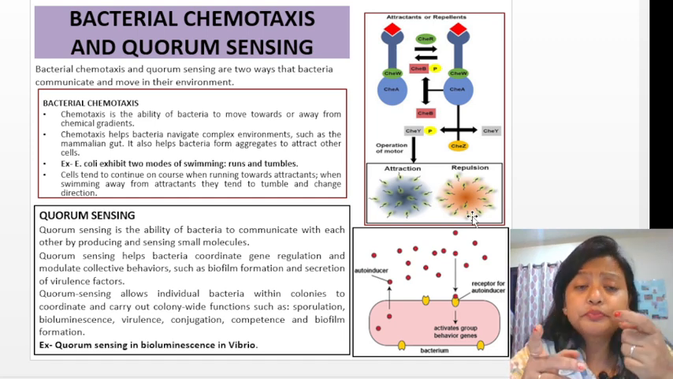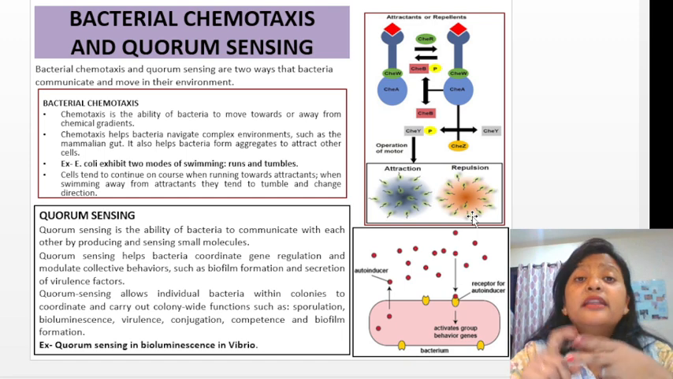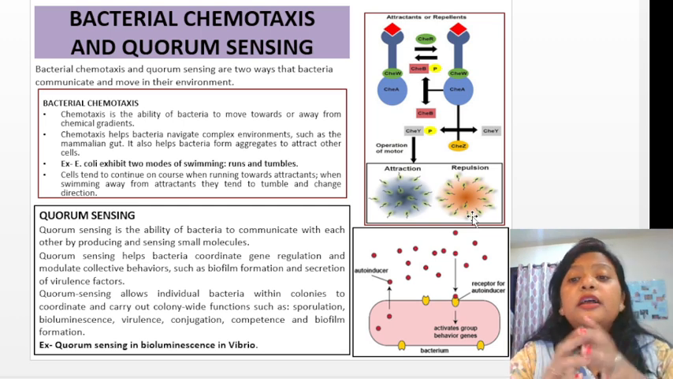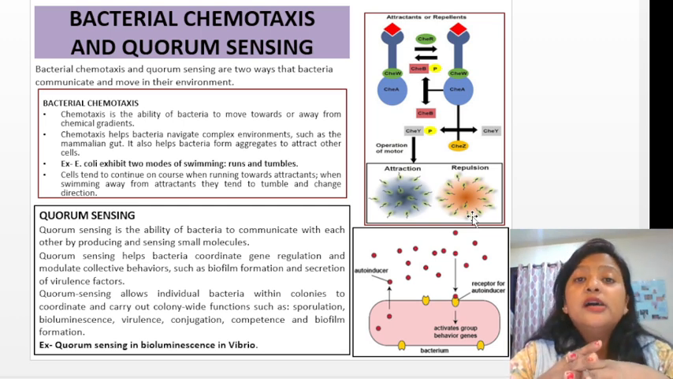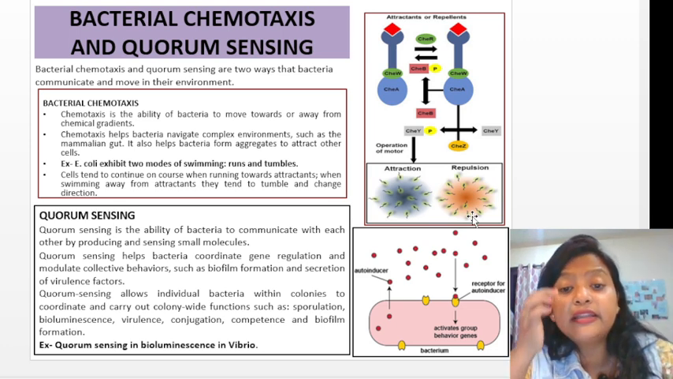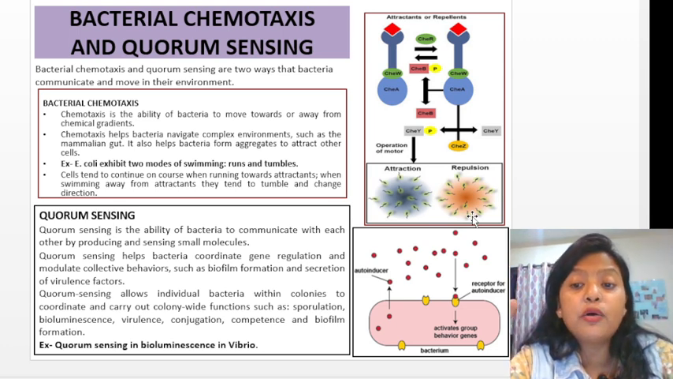Okay, so this bioluminescence, then you have virulence, then conjugation, competence, biofilm formation already बोला है. So these all type of functions can be done with the help of this कोरम सेंसिंग. तो मैंने यहाँ पे डायग्राम में दिया है कि कैसे होता है कि बैक्टीरिया क्या करते हैं, they will send some molecules, जैसे कि यहाँ पे ऑटो इंड्यूसर दिख रहा है.